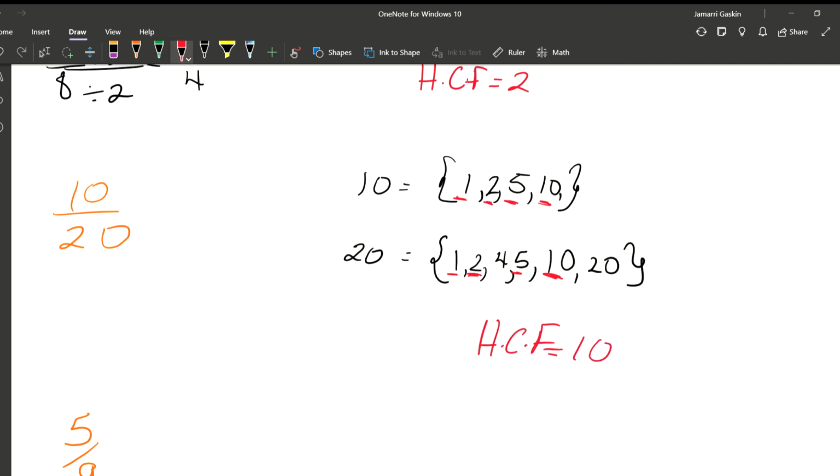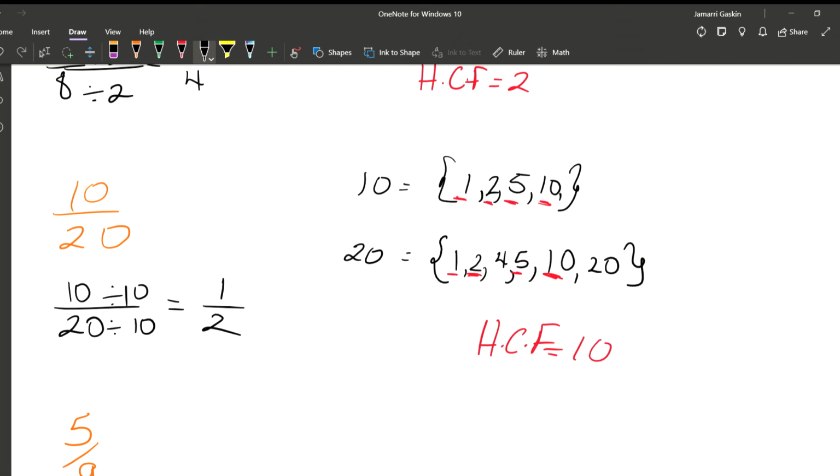Alright. So now that we know what our HCF is, we simply divide our fraction, both top and bottom, by our HCF. So 10 is going to be divided by 10, and 20 is going to be divided by 10. This is what we get. 10 divided by 10, any number divided by itself is 1. And 20 divided by 10, well, 20 is twice the size of 10, so 2.